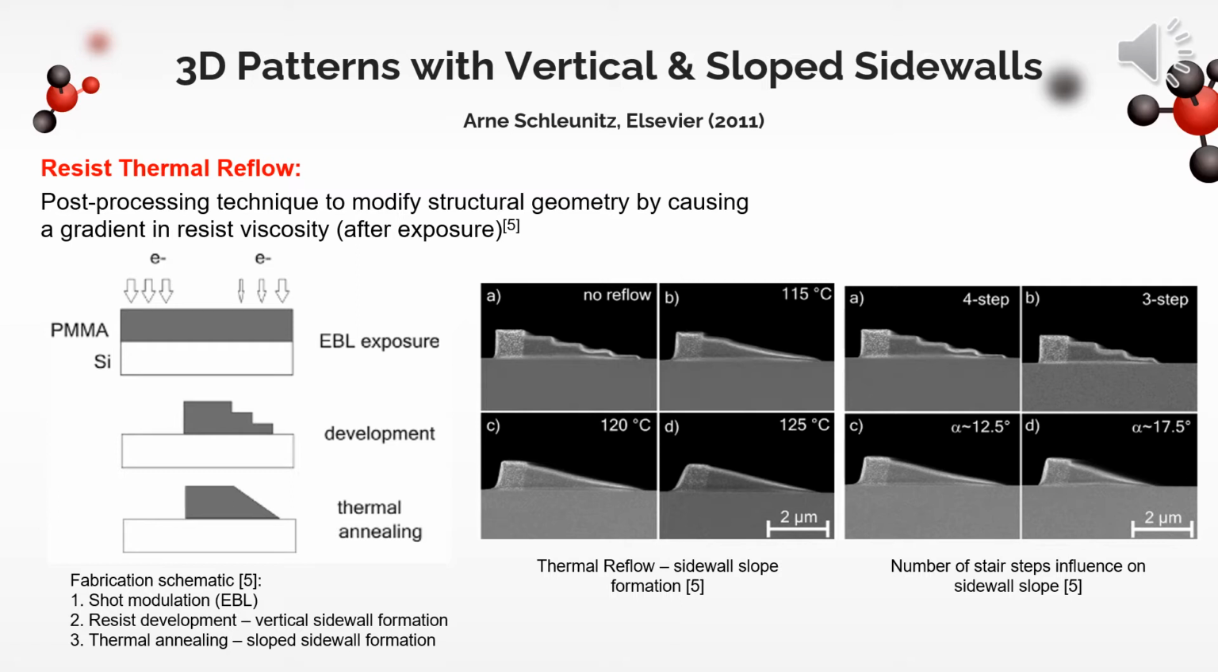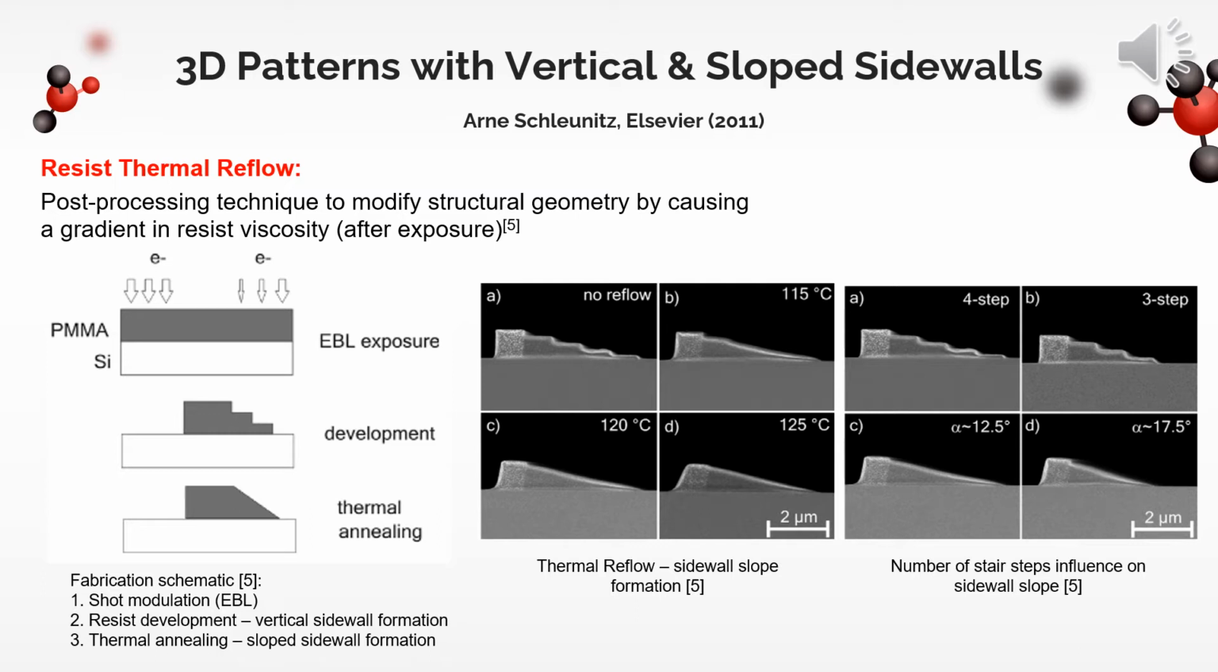This group capitalized on this property by considering the fact that PMMA's viscosity is significantly decreased upon annealing. Because of this, the reflow is highly selective and doesn't influence the surrounding unexposed area. This group implements a three-stage fabrication process which can be visualized on the image on the left.